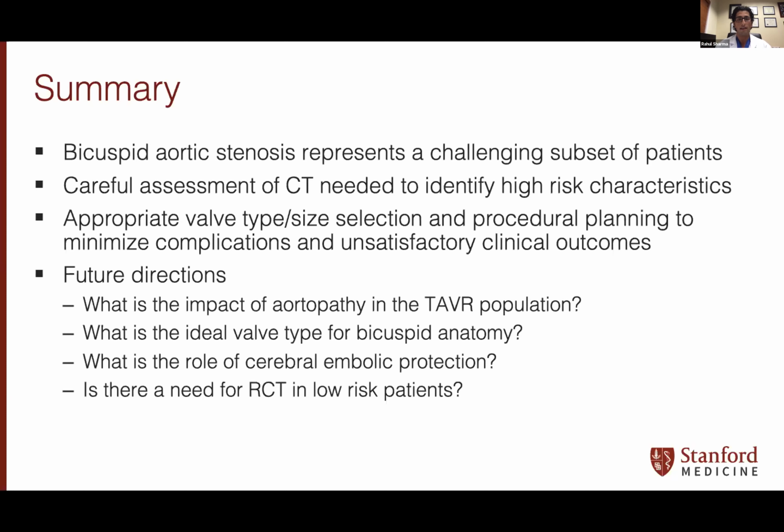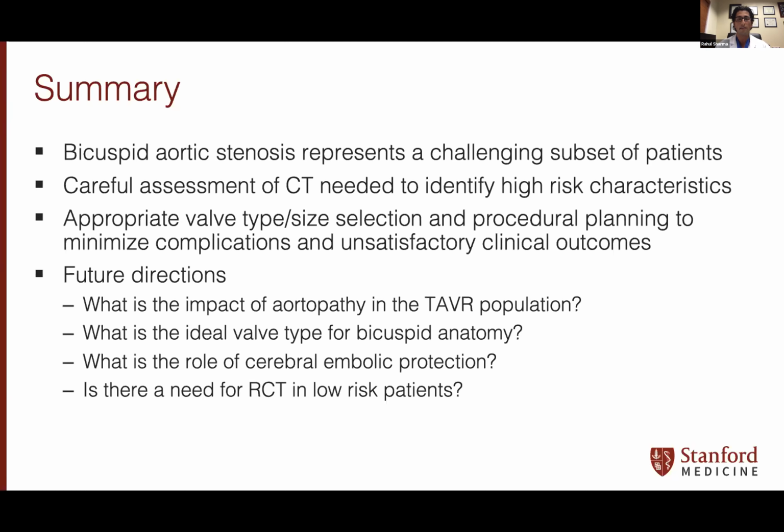Whether or not this translates to the bicuspid arena remains to be seen. Often those patients are left off some of those other trials as an exclusion. Given the adverse events associated with excess calcium, one may imagine that cerebral protection may have a greater role in these patients, but that remains to be demonstrated clearly.